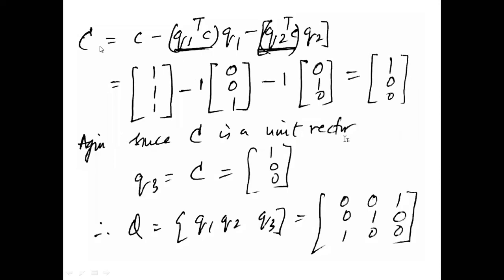Now we'll find the third basis. From this equation you can see that the third basis will depend on C, which is the matrix. It will also depend on the first basis which we have found, Q1, and on the second basis, Q2. So again we write C, which is 1, 1, 1, minus Q1 transpose into C, this will be a dot product, that is 1, and Q1 is 0, 0, 1, minus Q2 transpose into C, that's a dot product, and that is 1, and Q2 is 0, 1, 0. Once you find this, the answer turns out to be 1, 0, 0. Again, you don't have to worry about the length, because it's a unit vector. So Q3 is just 1, 0, 0.